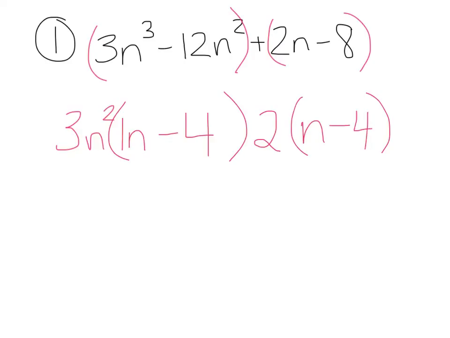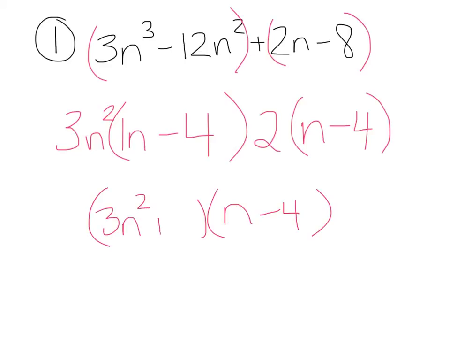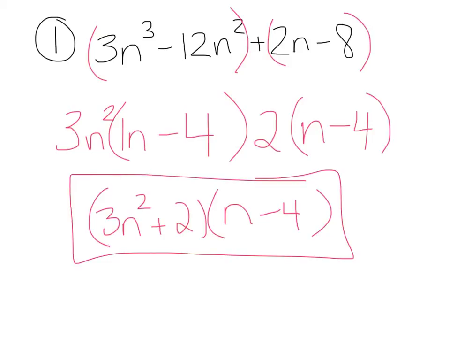Okay, so now, if you notice, your two parentheses are exactly the same. So that is what you are going to put in one of your parentheses, n minus 4 or 1n minus 4. Your other parentheses is going to be the 3n squared plus 2. And those two things came from the outsides, or the greatest common factors that you pulled out. And then here is your answer.